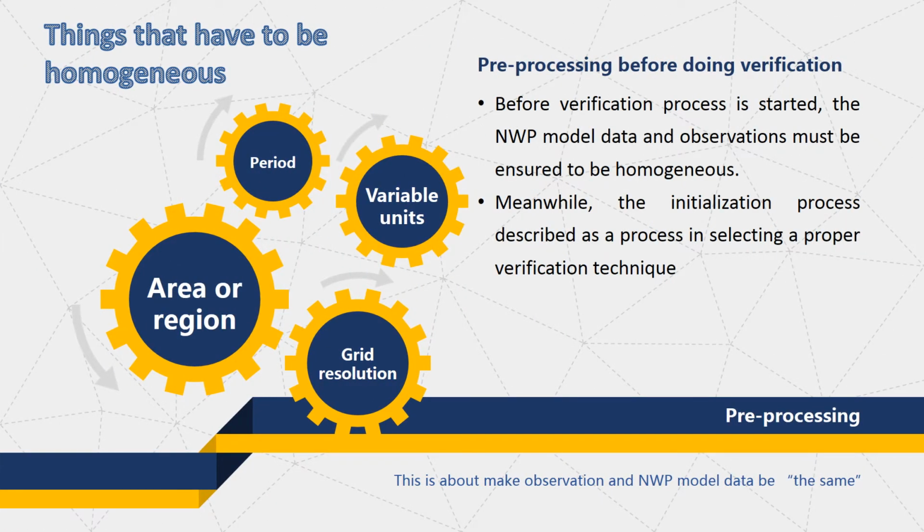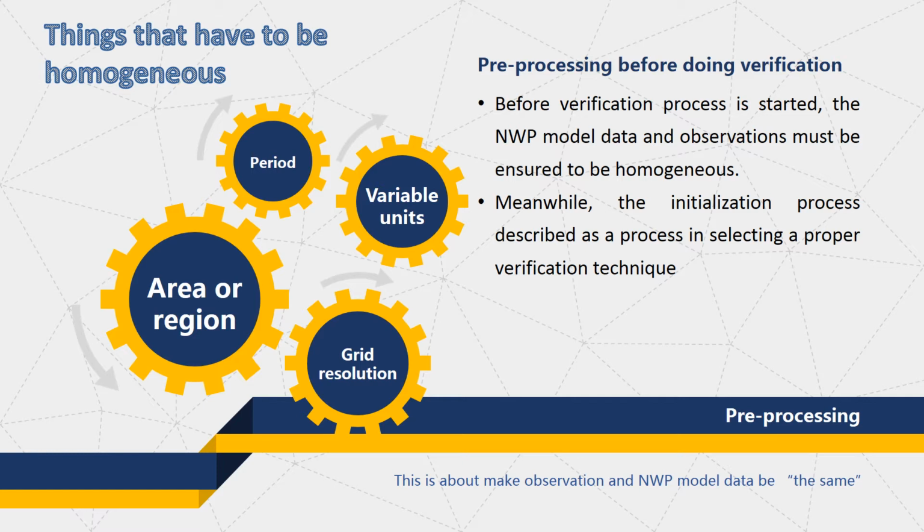Well, we have learned about why we need model verification and what kind of attributes contribute to forecast quality. So it is time to discuss the technical parts. I'm going to begin with pre-processing. Before we verify a model, we must ensure that model data and observation data are the same or homogeneous. At least there are four aspects which have to be homogeneous.